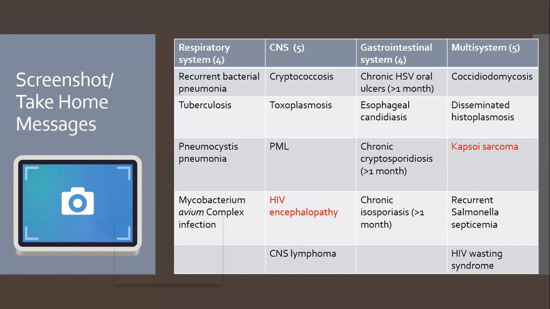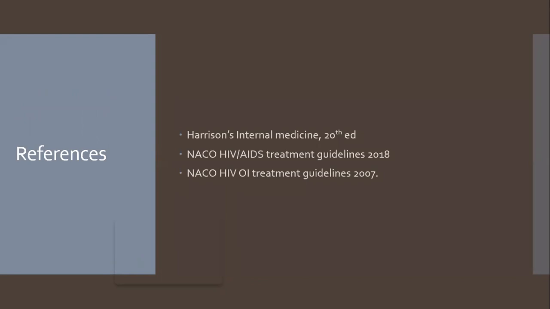GIT, think of oral ulcer. Presence of oral HSV ulcer or oral candidiasis means the patient is going to progress to AIDS. But esophageal candidiasis is an AIDS defining illness. Chronic cryptosporidiosis, chronic isosporiasis, they are AIDS defining illnesses treated with Cotrimoxazole. I didn't deal with multisystem infection. Multisystem, always think of histoplasmosis, coccidioidomycosis, Kaposi sarcoma, salmonella, and HIV wasting syndrome. These are my references.